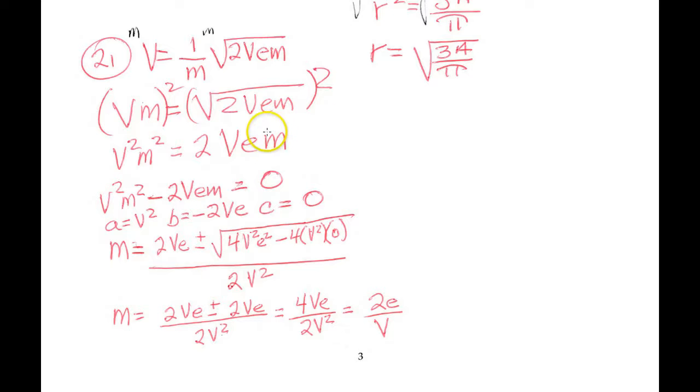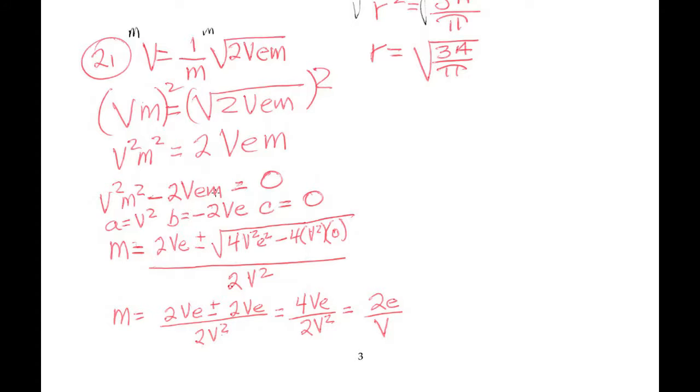Now to get rid of the radical sign, I'm going to square both sides. So this just becomes the radicand, and I have this. Again, you might say, how am I going to get m by itself? Well, I'm going to transpose this to the other side as a negative 2Vem. Now I have an m squared and an m. How do I solve it?